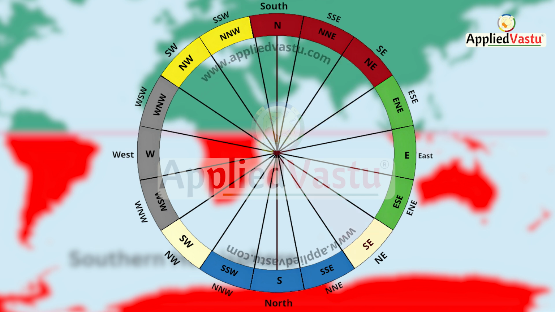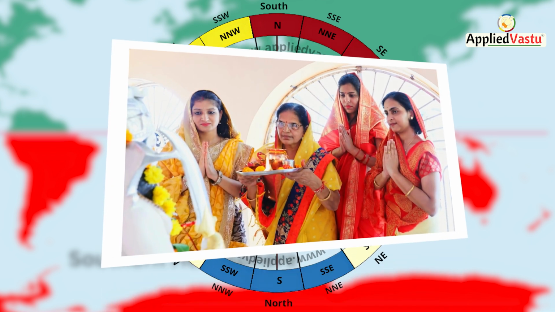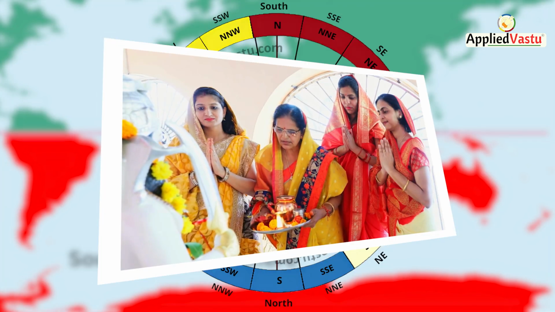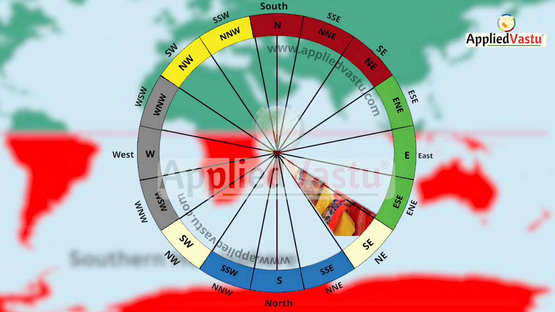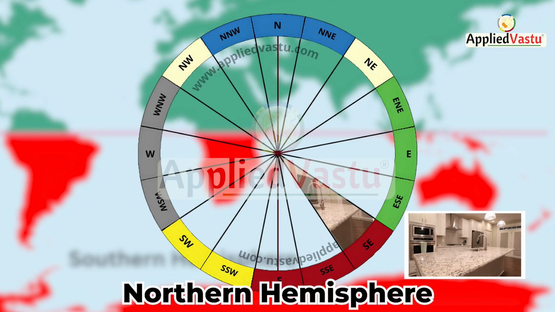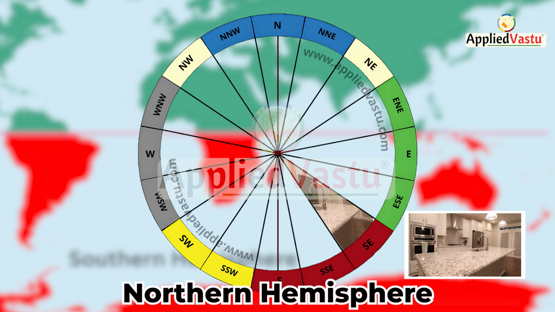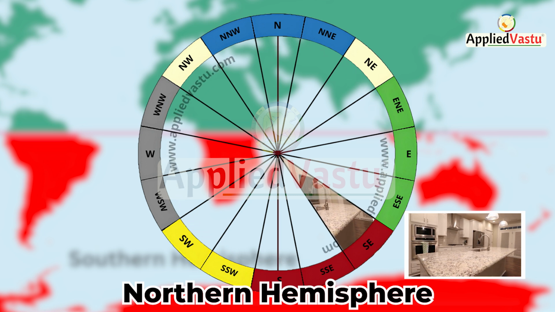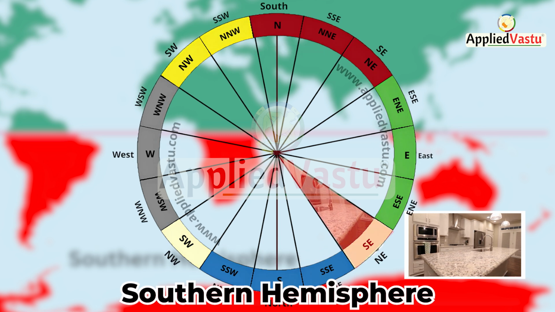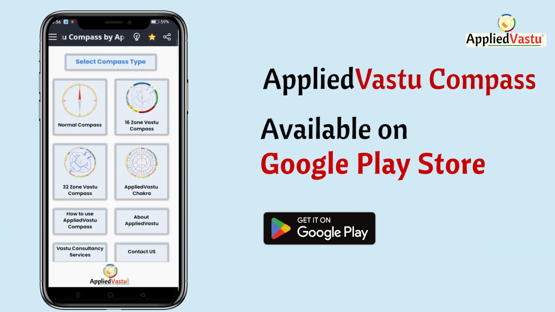Again, observe that the southeast corner of the Southern Hemisphere becomes the northeast corner. The northeast corner is the ideal place for the prayer room. About this, Vishwakarma Prakash says, Ishannam Devotagyeham, which means the prayer room should be in the northeast corner. So now you can understand, if you mistakenly construct a kitchen in the southeast corner according to the regular or northern hemisphere compass while being in the southern hemisphere, you are actually building the kitchen in the northeast corner, which is considered highly inauspicious.